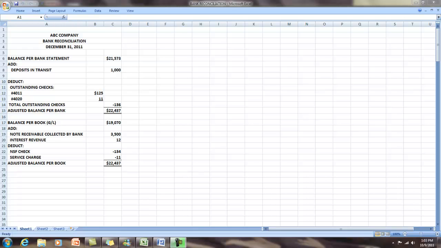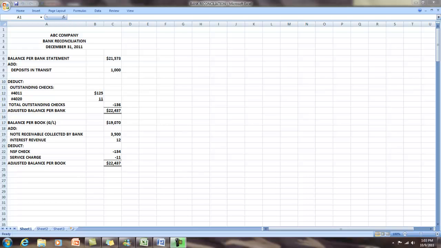So let's look at the bank reconciliation for ABC Company. You can see that we started with the balance per bank statement of $21,573. This comes directly from the bank statement. Then about halfway down the page, we have the balance per book, which is the ending cash balance from the general ledger. We divide each section into add or deduct. We then find items from the general ledger that the bank doesn't have.